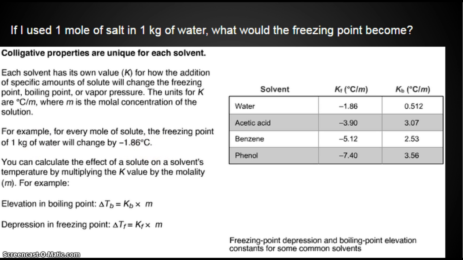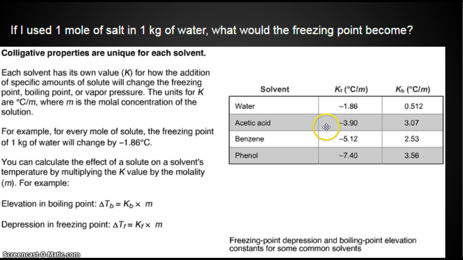You can calculate the effect of a solute on a solvent's temperature by multiplying the K value by the molality m. For example, for elevation in boiling point, so how much the boiling point goes up, the change in temperature equals K sub B times lowercase italicized m, or molality. Depression in freezing point is the same idea, except now you're doing the freezing point. This shows over here that different substances are affected differently. So water drops about 2 degrees in the freezing point for every mole of solute that you add.